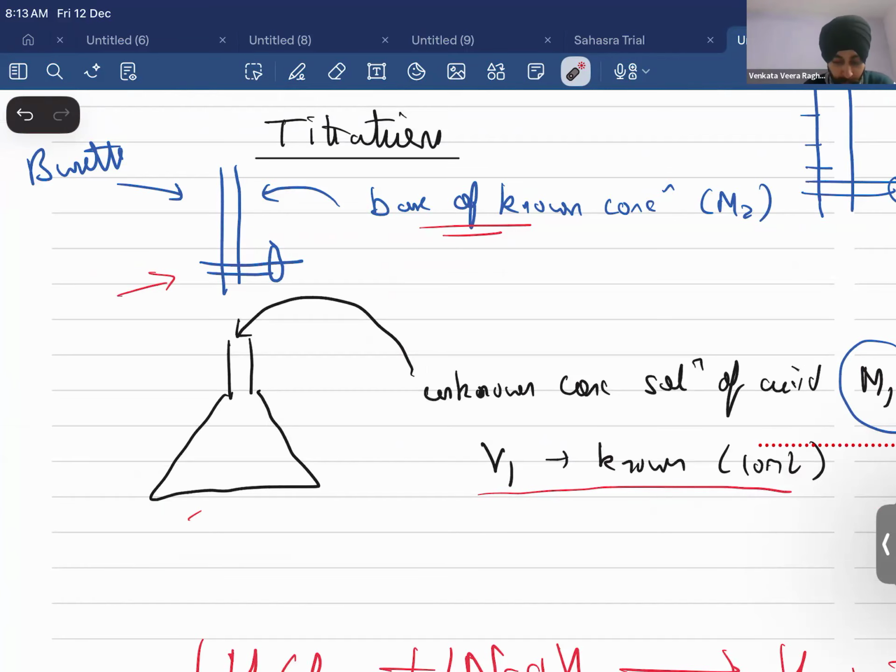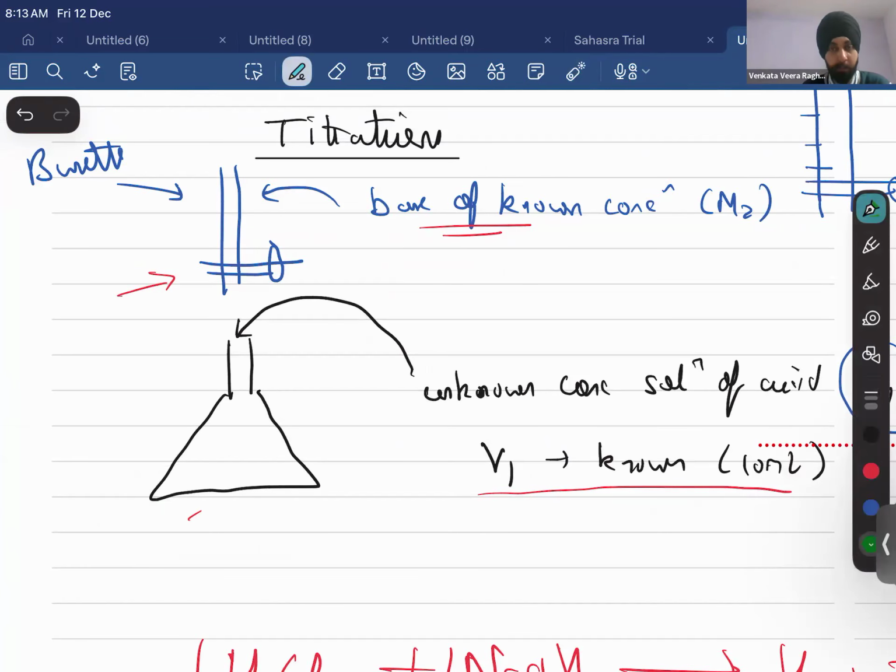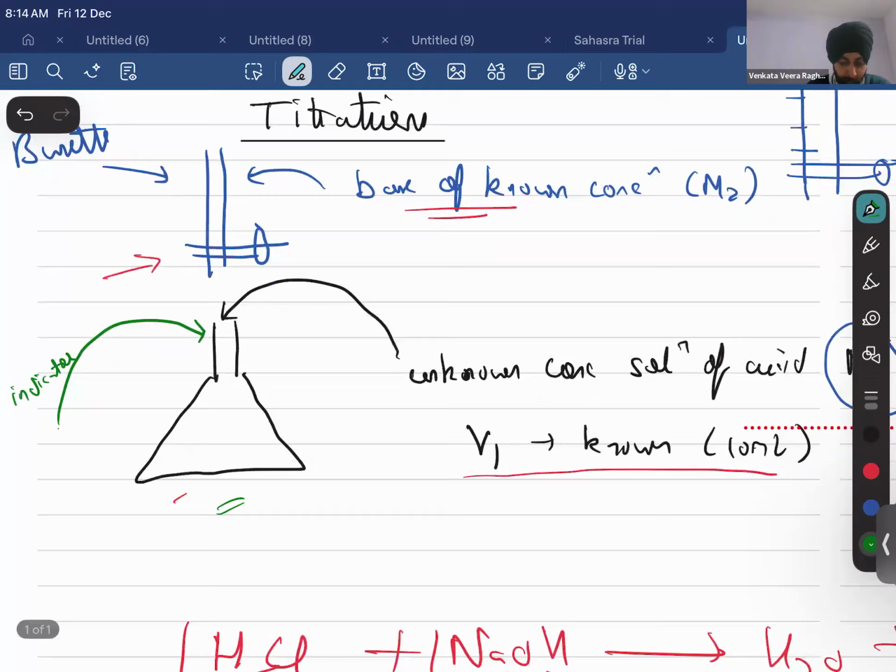So this is the work of the indicator. We are also adding an indicator. What is the meaning of indicator? The indicator is added in very, very small amounts, let's say just 1 to 2 drops, or 2 to 3 drops, in this conical flask.